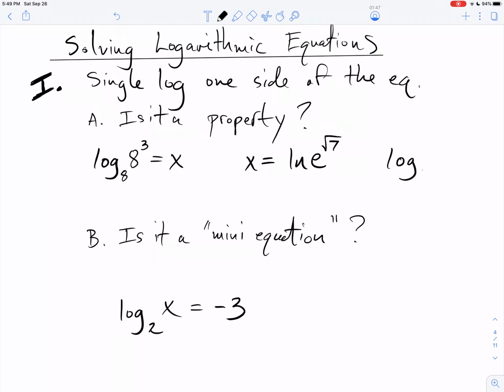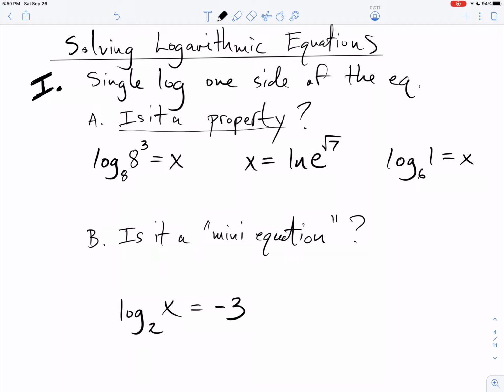Log base 6 of 1 equals x. It looks like an equation, but guess what? The answer is 0 because whenever you take the log of 1, you get an answer of 0. So sometimes what the equation looks like, it's just a property. You should know it. You show me no work. You move on to the next problem.